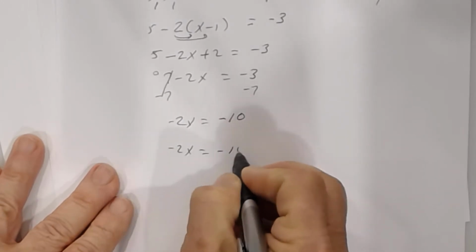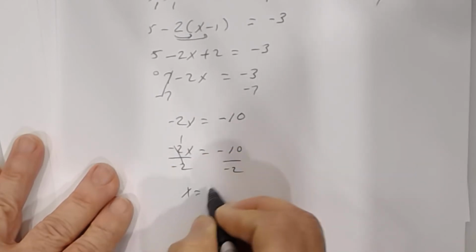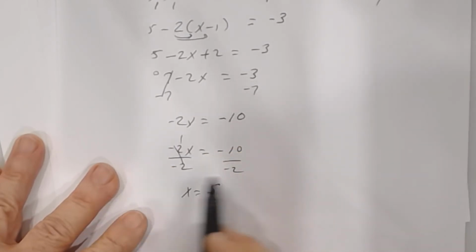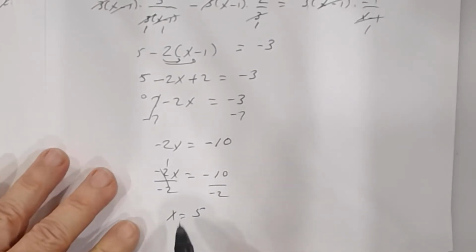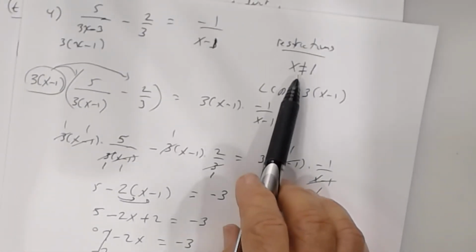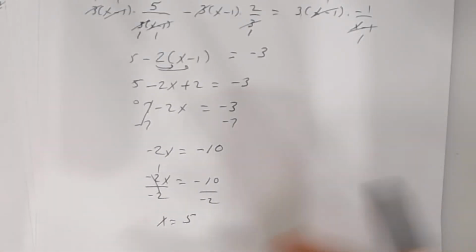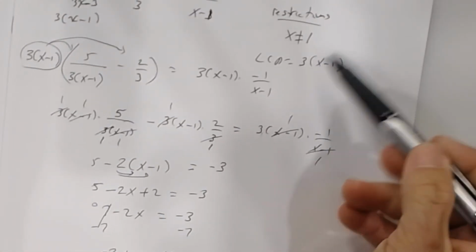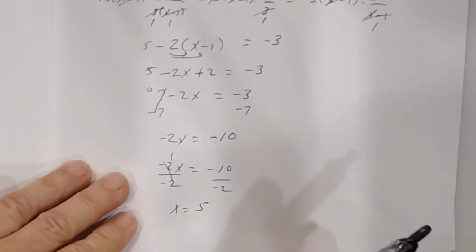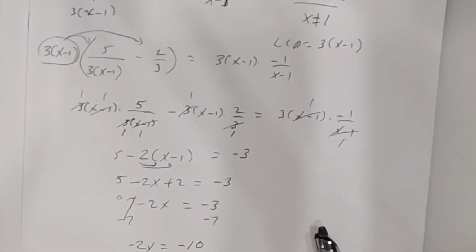Divide both sides by negative 2. I get x to be what? 5. So this potential solution, is it a solution or not? It is, because my restriction was what? 1. So we haven't yet talked about the idea of the extraneous root yet. Because my solution was not the restriction. Okay? All right.